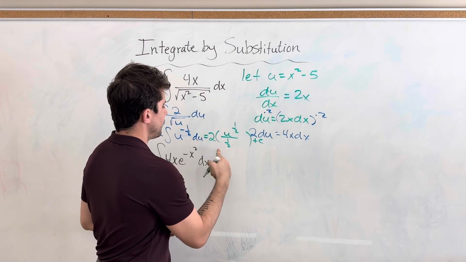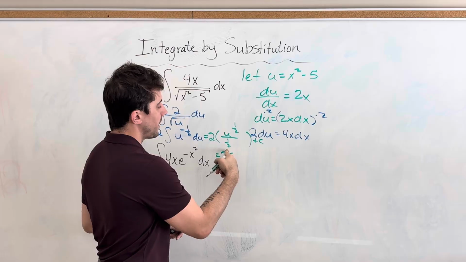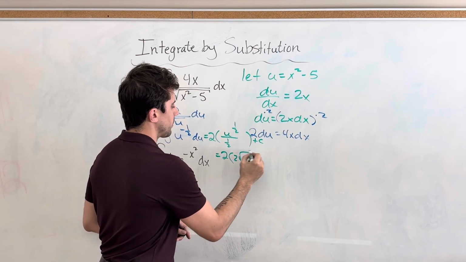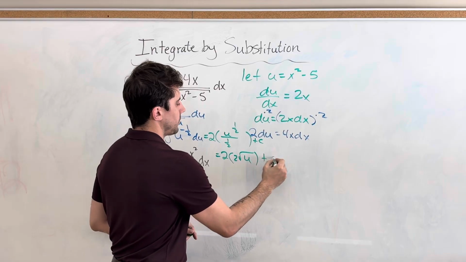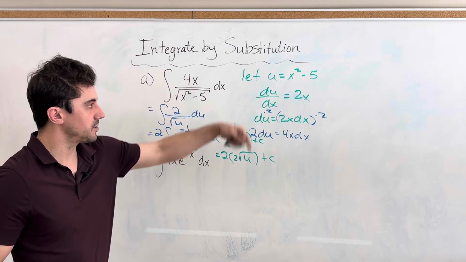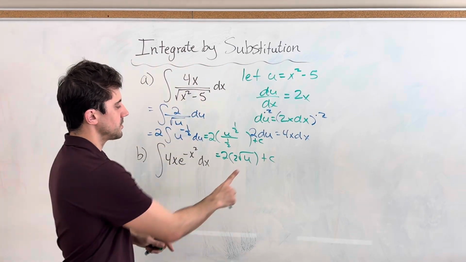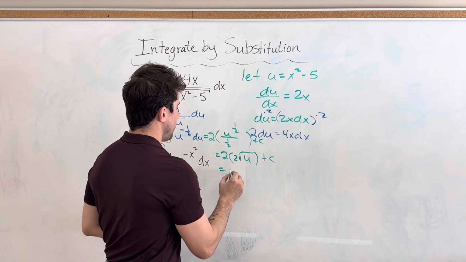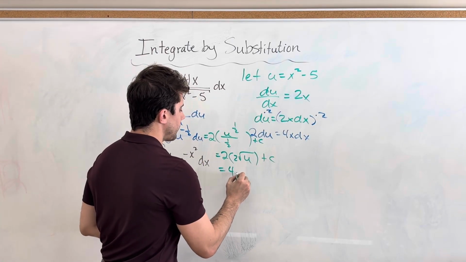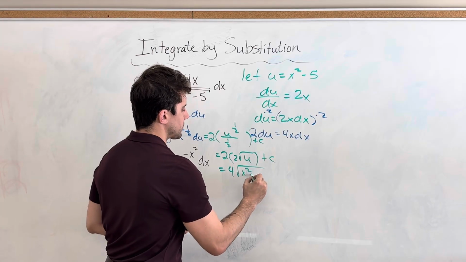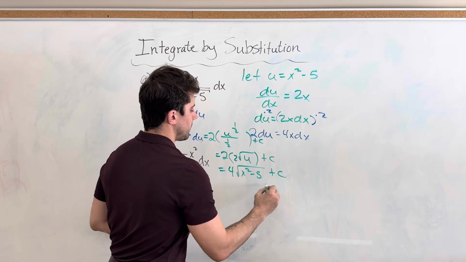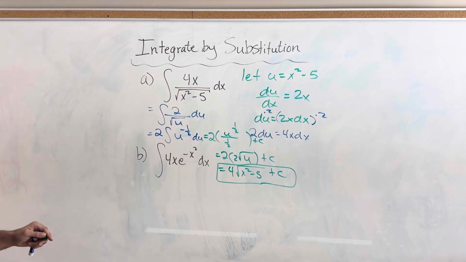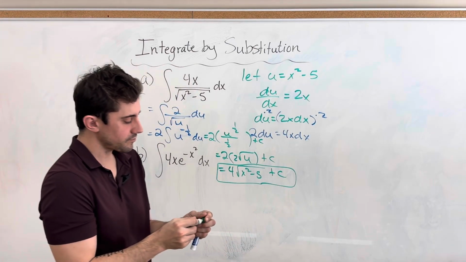So we'll have 2 times, dividing by 1/2 is the same as multiplying by 2, so we have 2 times 2, u to the 1/2 is square root u, plus c, and now we should go back to our original variable, and so let's de-substitute u as x squared minus 5, and so our final answer should read 4 times the square root of x squared minus 5 plus c. And there is our integral, okay?